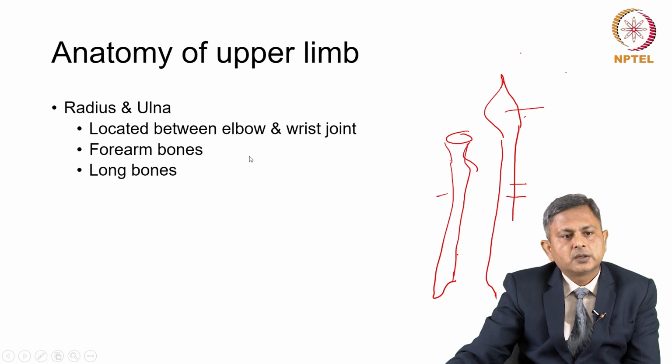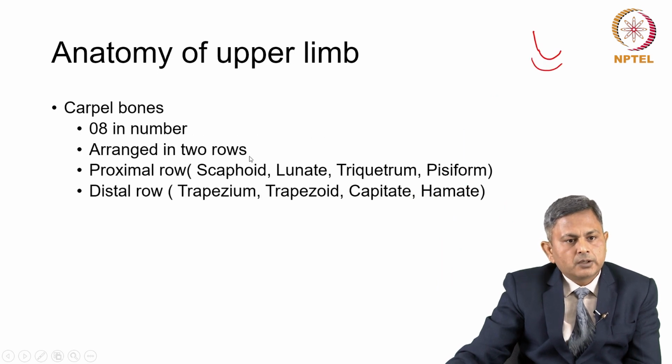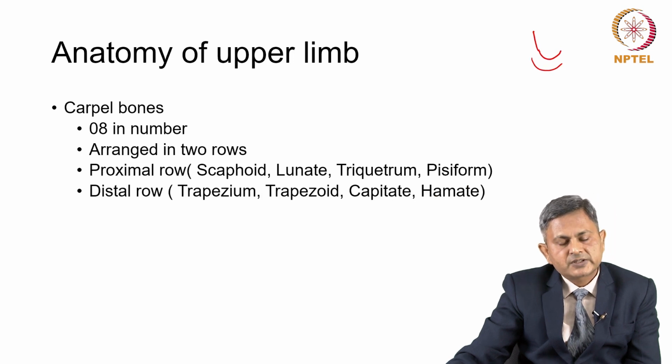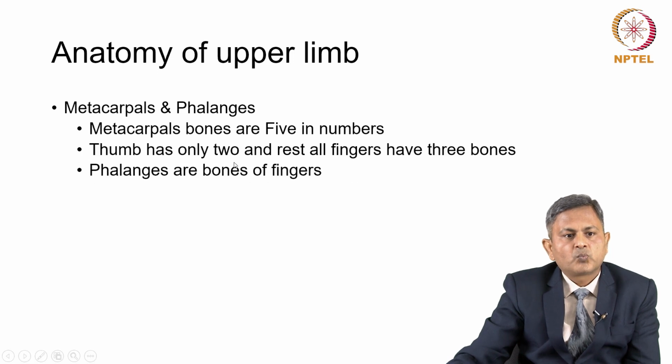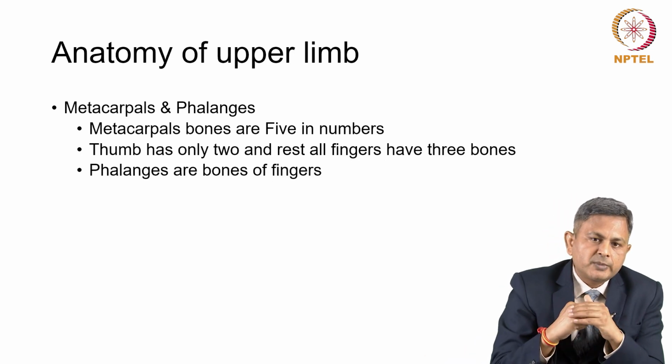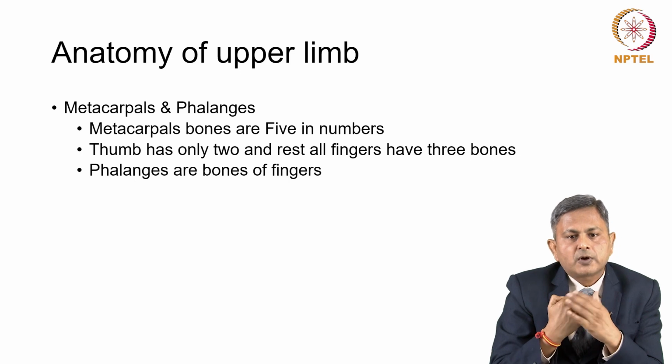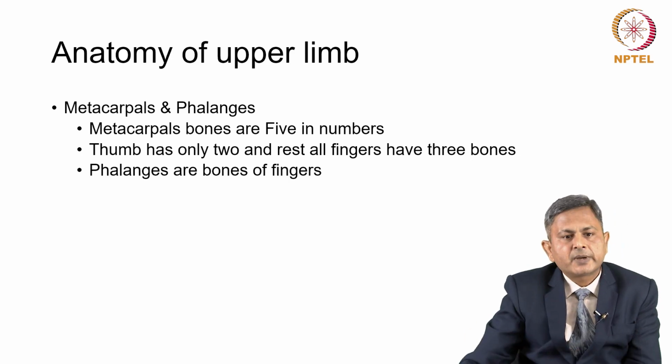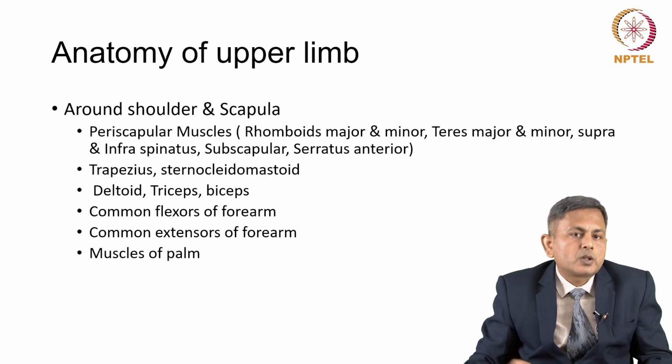Then the forearm bones are radius and ulna. Carpal bones are eight in number: scaphoid, lunate, triquetrum, pisiform. Then the distal row is trapezium, trapezoid, capitate, and hamate. Then the metacarpals and phalanges, five in number: the head of the metacarpal makes the knuckle of our fist, and the thumb has only two phalanges, and the rest of the fingers have three phalanges.